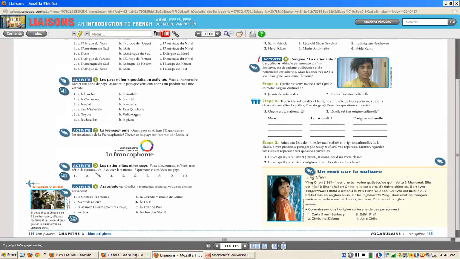Francophonie, les nationalités, les pays. It's important with nationalities that you learn to say, for example, l'Allemagne is the country. The nationality, the adjective used for a man or a woman, is allemand. And remember, here we are practicing, once again, adjectives, because the nationality is often an adjective.